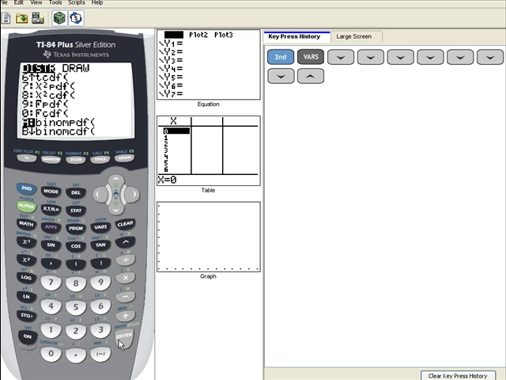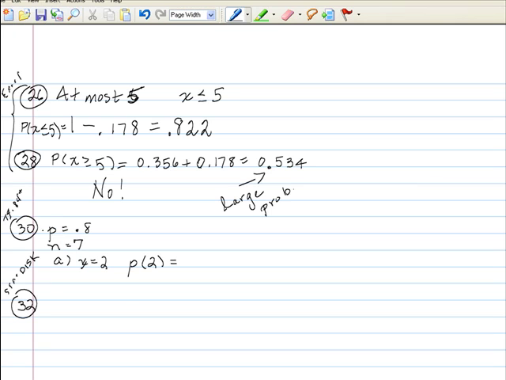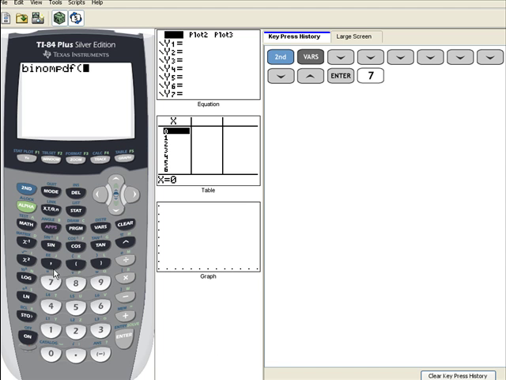Now, what you enter when you're using the PDF is your N, your P, and your X. And I just checked to make sure I had those in the right order. So as I look back, N is 7, P is 0.8, and X is 2. So I'm going to enter 7, comma, 0.8, comma, and I want exactly 2. That's my X. And I press enter, I get 0.00430.